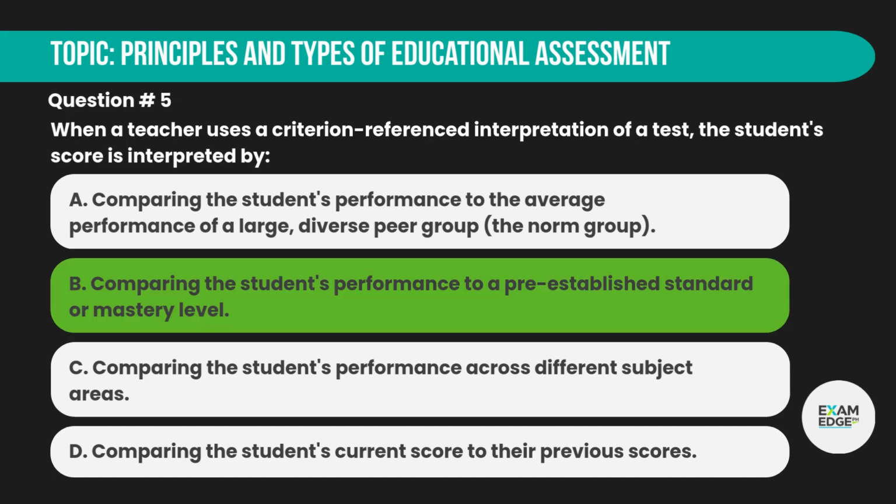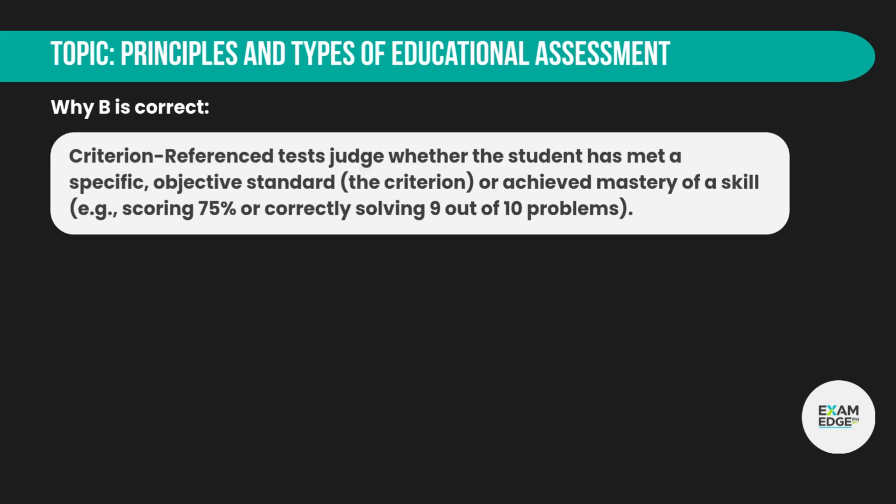Correct answer: B. Comparing the student's performance to a pre-established standard or mastery level. Why B is correct? Criterion-referenced tests judge whether the student has met a specific, objective standard, the criterion, or achieved mastery of a skill, e.g., scoring 75% or correctly solving 9 out of 10 problems.